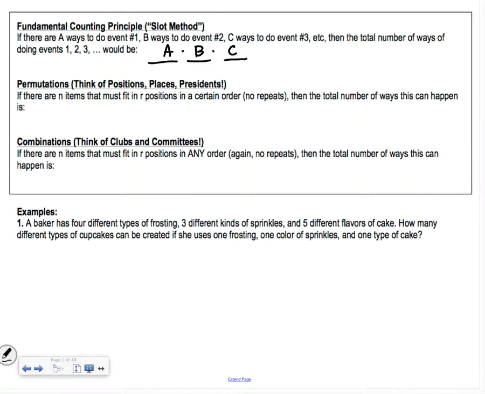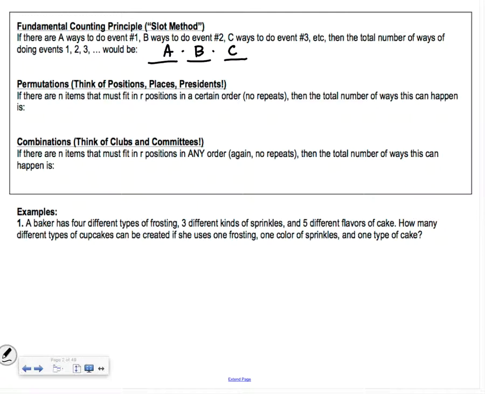But permutations, you want to think of positions, places, presidents, anything like that where the order does matter. So I say presidents because a lot of times there's problems like you have a student council where 10 people are running for any position and they could be president, vice president, secretary, or treasurer, right? It's kind of important. It matters which position they're getting, right?